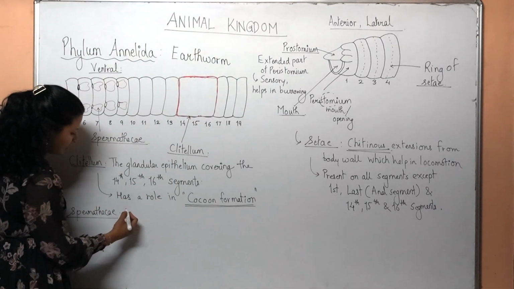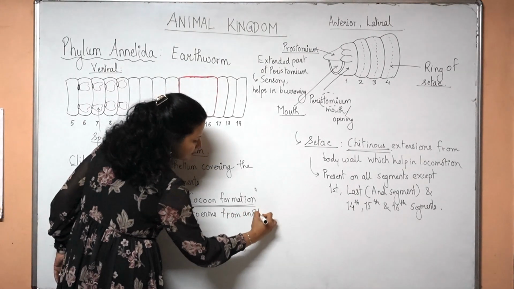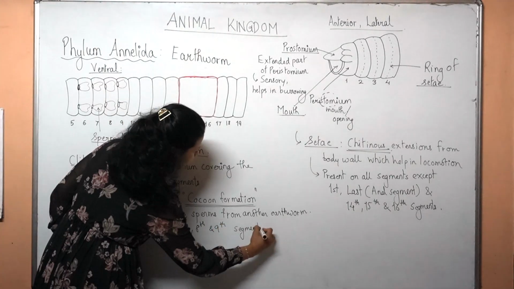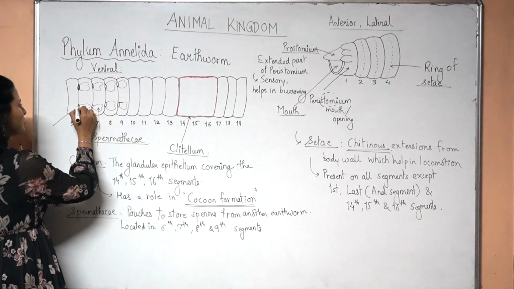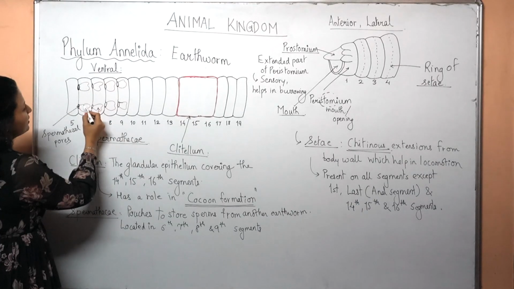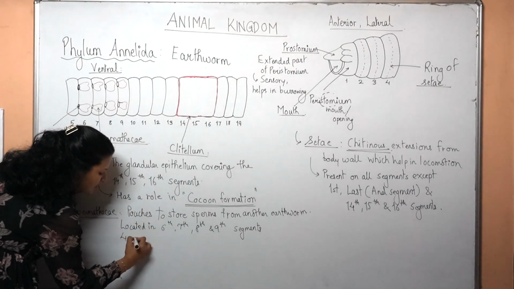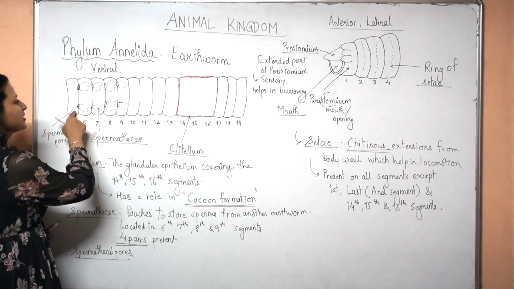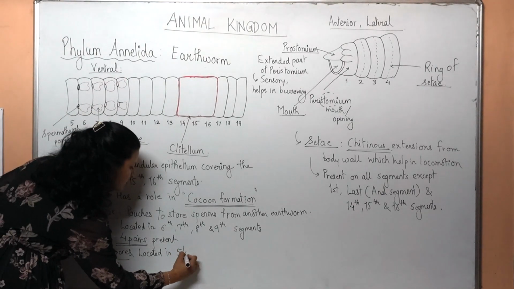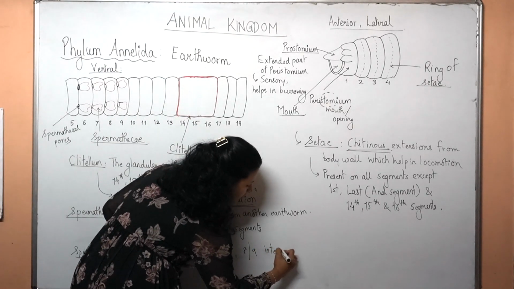Let's come back to spermathecae. These are pouches to store sperms from another earthworm. They are located in the 6th, 7th, 8th and 9th segments. However, these openings, which are called the spermathecal pores, are in between the segments. By the way, the spermathecae are found in 2 pairs. So there are 4 pairs of spermathecae present. Spermathecal pores are located in the 5th-6th, 6th-7th, 7th-8th and 8th-9th intersegmental grooves.